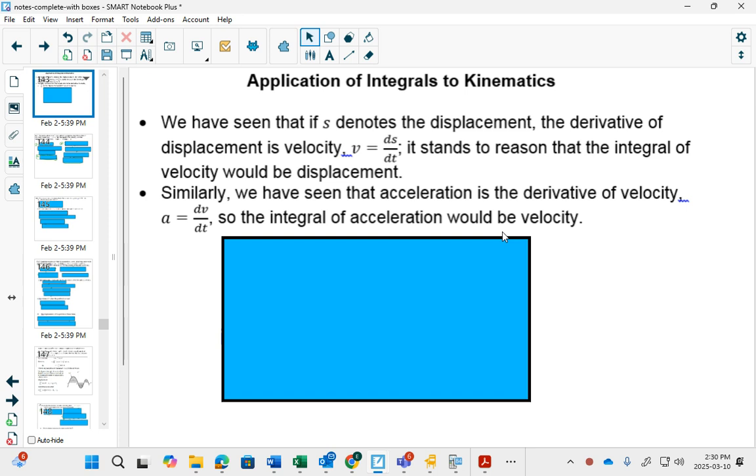So we know that if we take the derivative of displacement, we get velocity, and if we take the derivative of velocity, we get acceleration, which can be easily remembered with the word SLA. But if the derivative works this way, we can integrate and work backwards.